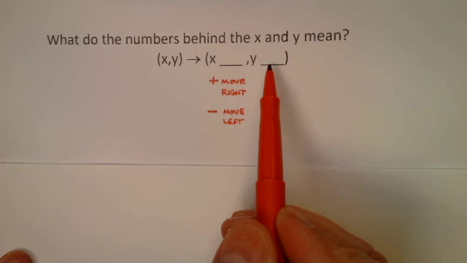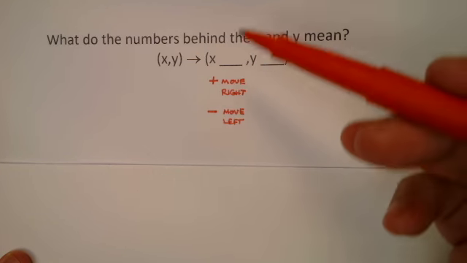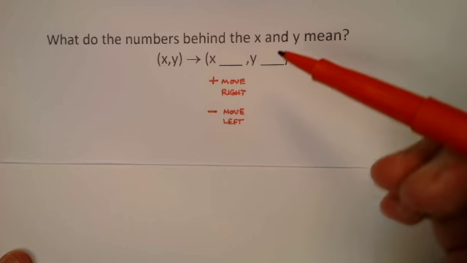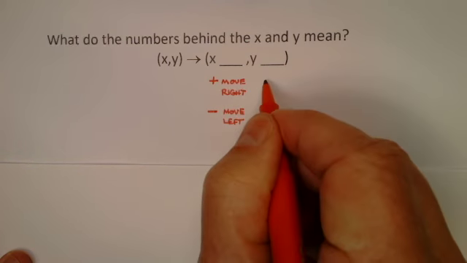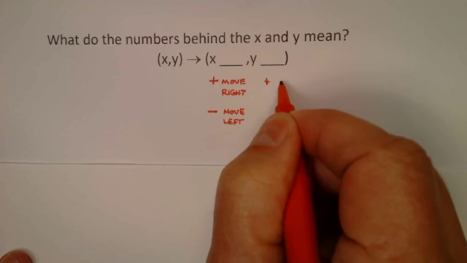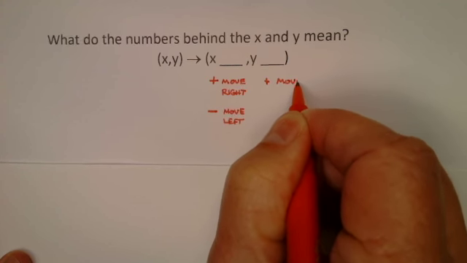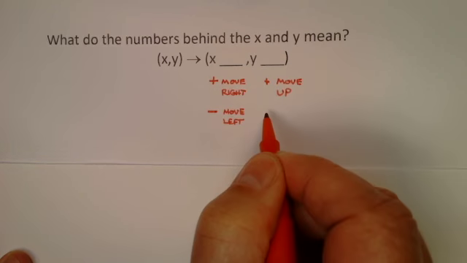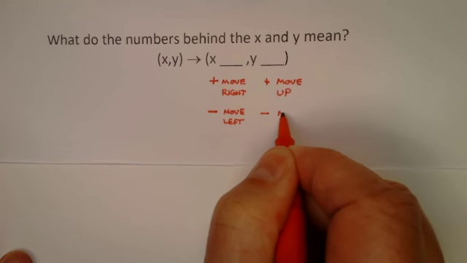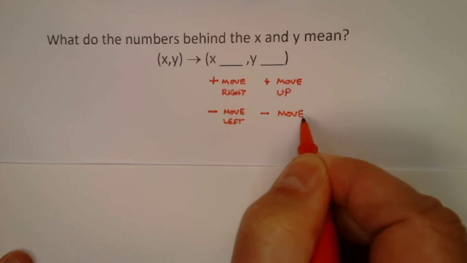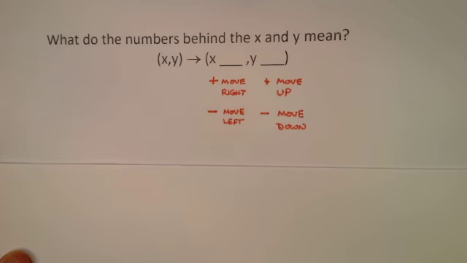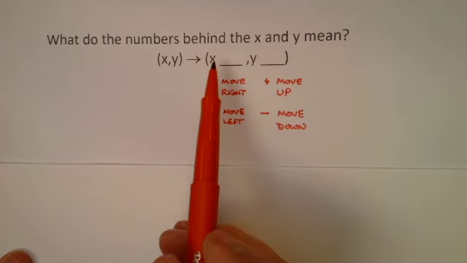Same with the y. The y-axis goes up and down. So any number behind here is either going to move it up or move it down. If the number's positive behind the y, it's going to move up. If the number behind the y is negative, it's going to move down.